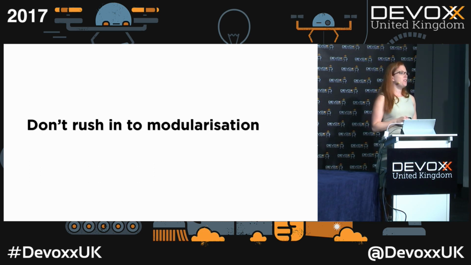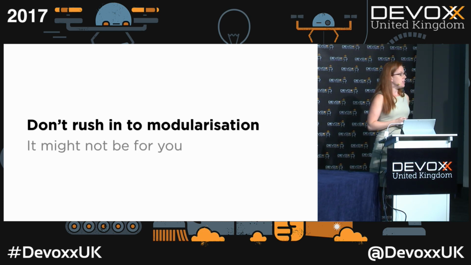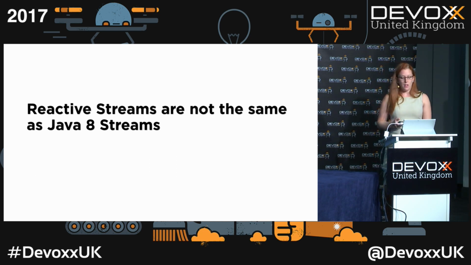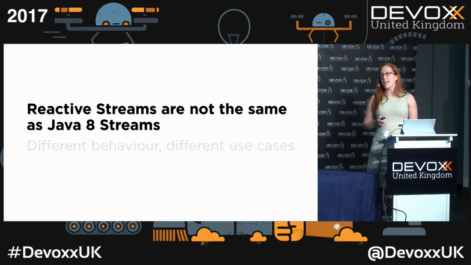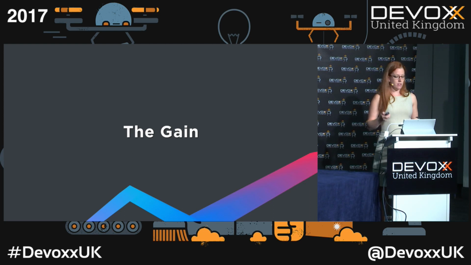You don't have to modularize your whole code base in order to use Java 9. In fact, I would recommend probably not doing that unless you absolutely have to. It might not be for you. It's a non-trivial thing to modularize your code base, but you don't have to, so don't panic about it. It's fine. Reactive streams are not the same as Java 8 streams, so you have to be aware of what the different use cases are for those things.